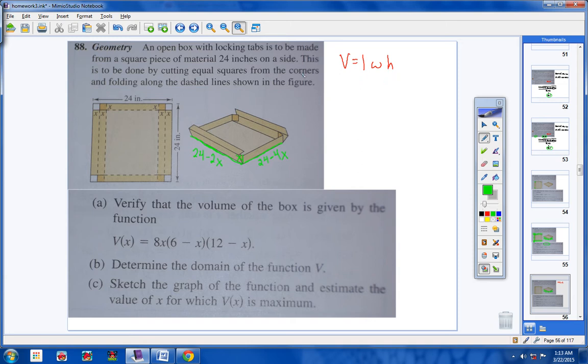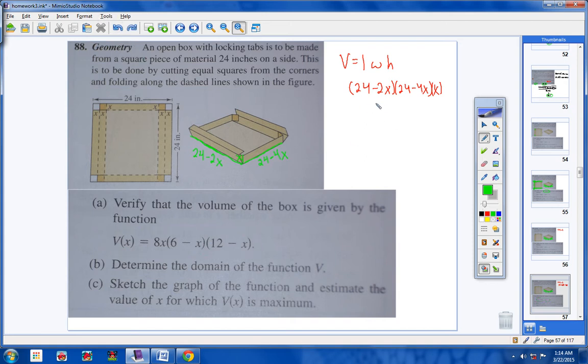So here we go. For the length, I'm going to put 24 minus 2x. For the width, I'm going to put 24 minus 4x. And for the height, I'm going to put x. Now we're going to simplify this and see if it matches this right here, because letter A says verify that the volume is this right here.